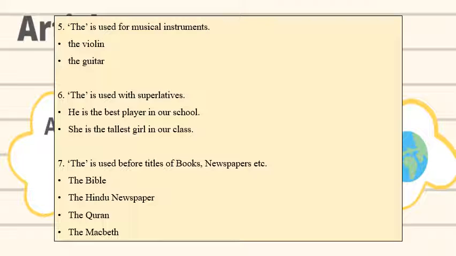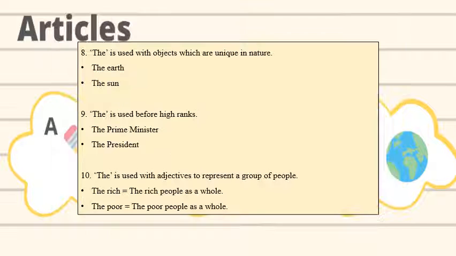Then we use the before titles of books, newspapers, etc. The Bible, the Hindu newspaper, the Quran, the Macbeth, like that. And we use it for unique objects. Unique objects means there is only one of a kind. There is only one earth. There is only one sun. So for such words we use the earth, the sun, like that. The sun revolves around the earth. Then we use the before high ranks, the prime minister, the president, for mentioning high ranks.